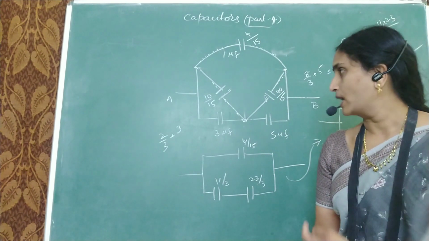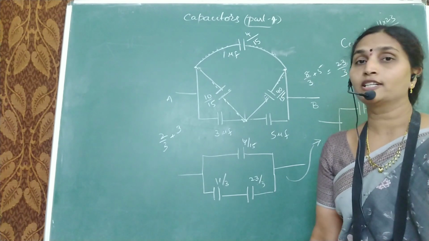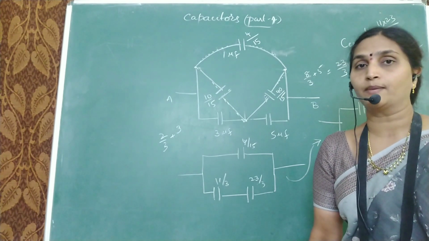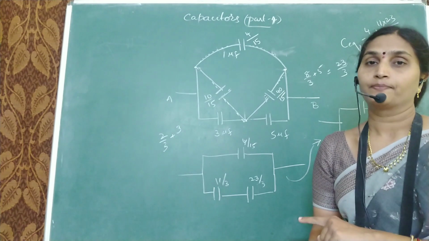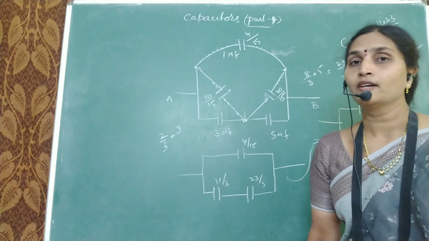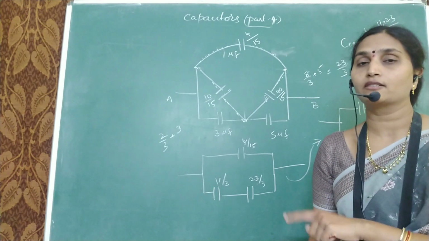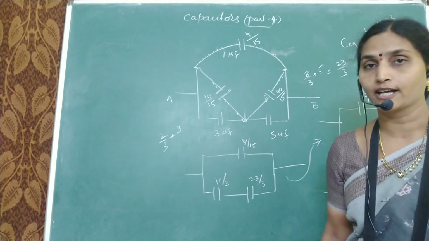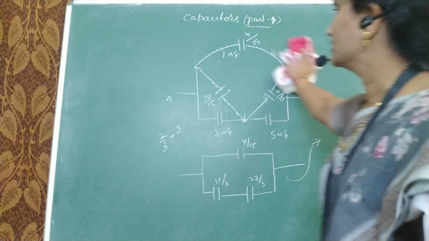So this is one example where we have converted a T shape into a Y shaped network. Now the opposite, where we convert a Y shape into delta. Look at another example here.